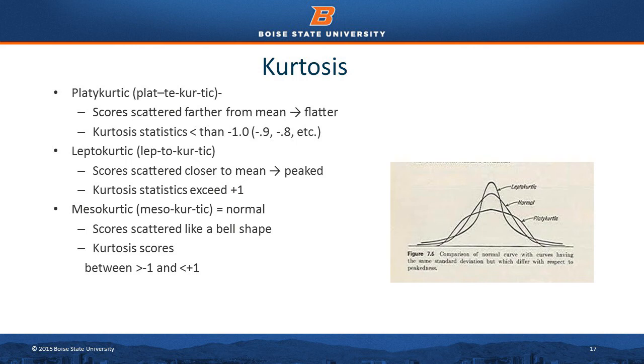A normal curve is neither peaked nor flat. We refer to this as a mesokurtic distribution. The kurtosis statistic provided by SPSS would range between greater than -1 and less than +1. Once we start conducting formulas using SPSS, we'll check for kurtosis and skewness values.